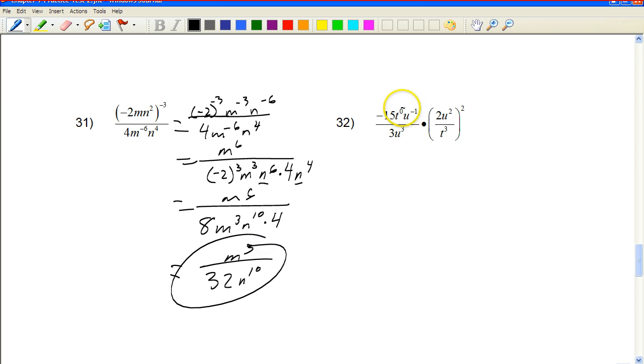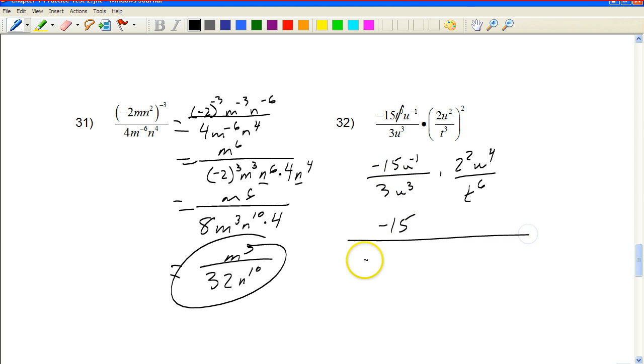Alright, last problem. By the way, that is 1, so we're just going to get rid of that. That'd be nice. And then I'm going to put everything on that one to the second power, so 2 squared, u to the 4th, t to the 6th. Then we're going to cross sides. That negative 15 stays in the spot. That u to the negative 1 goes down. This 2 squared stays up top. U to the 4th stays up top. 3 stays down below. U to the 3rd stays down below. And t to the 6th stays down below.